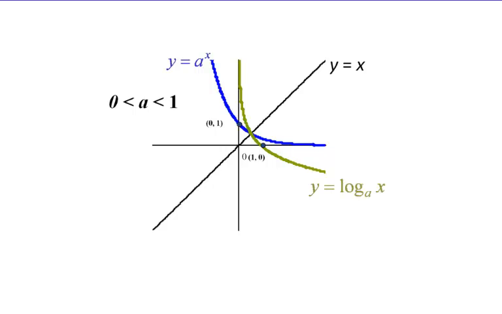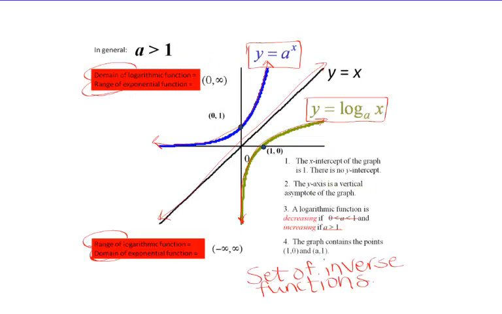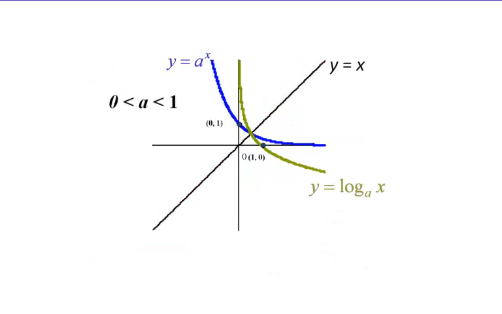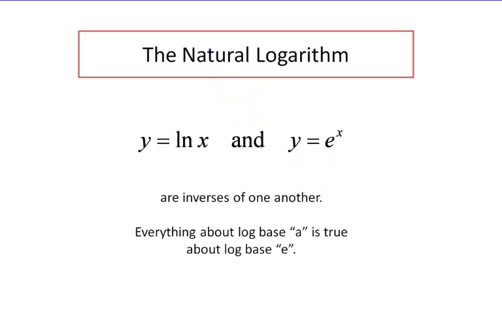This was when the base is greater than 1. That's what the graphs look like. Here's what the corresponding graphs look like when the base is a fraction between 0 and 1. They are still inverses of one another. Here is a set of inverse functions.